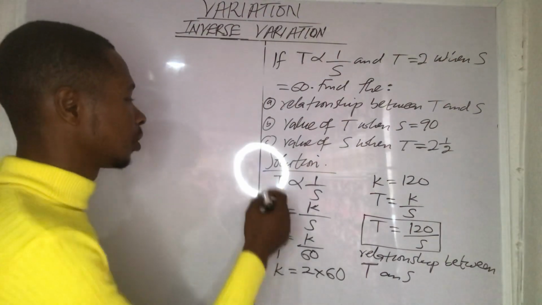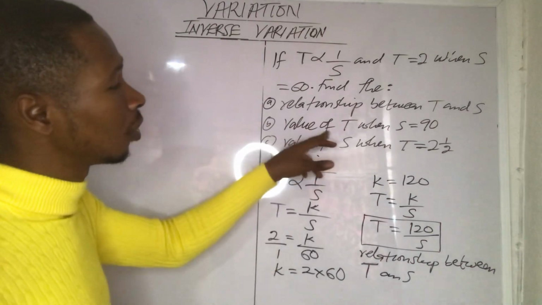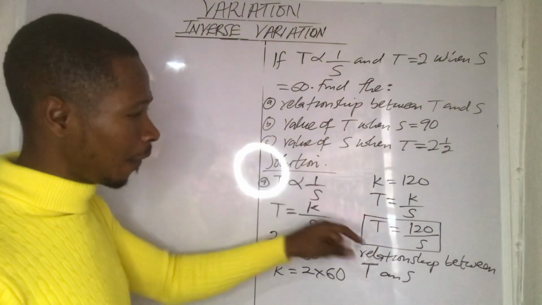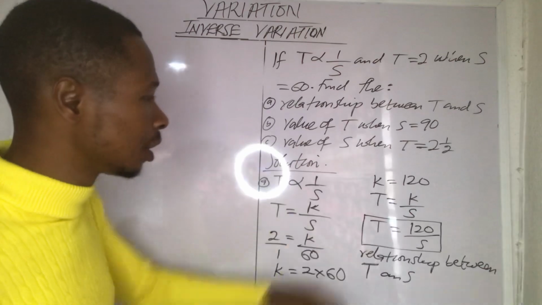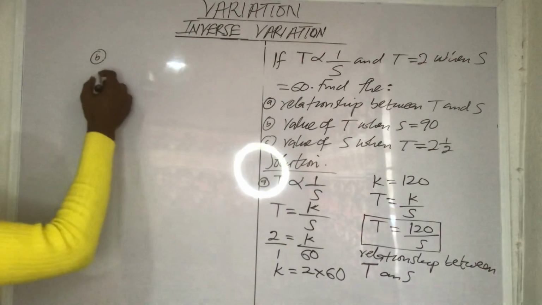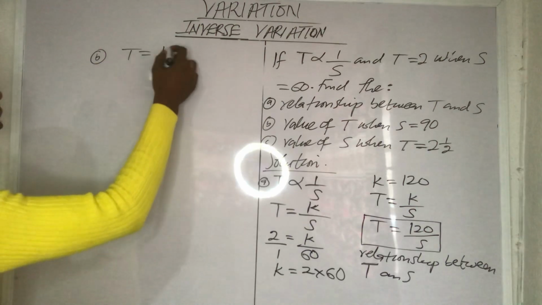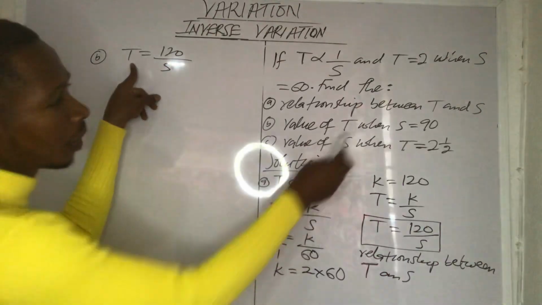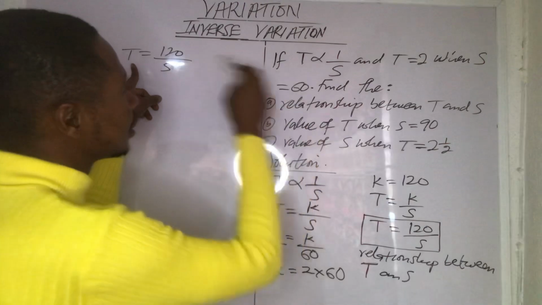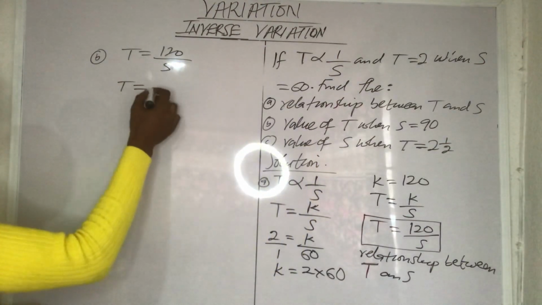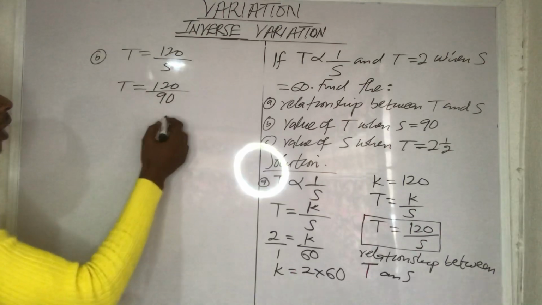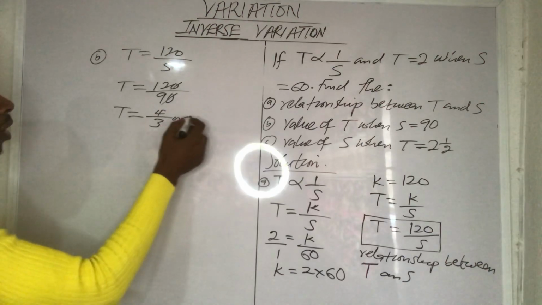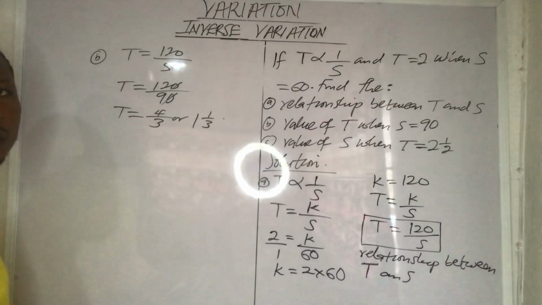Then the second part of the question, that is b, says find the value of t when s is 90. So you start from here. You don't go back to the beginning again. You must start from the relationship. So from this relationship, you have t is equal to 120 over s. I'm looking for t when s is 90. So substitute the value of s is 90 in this equation. You have t is equal to 120 over 90. This and this can cancel, so you have 4 over 3, or 1 whole number, 1 over 3.